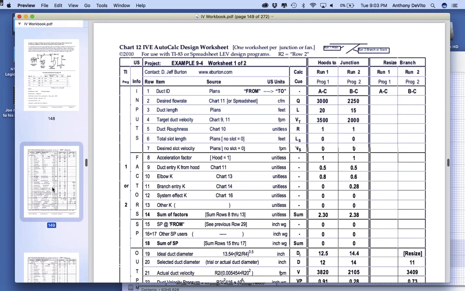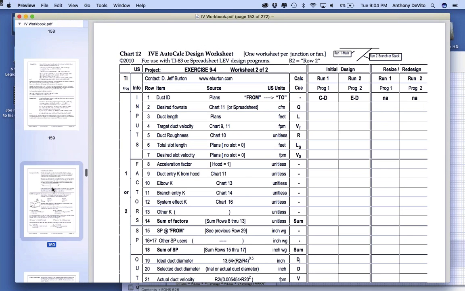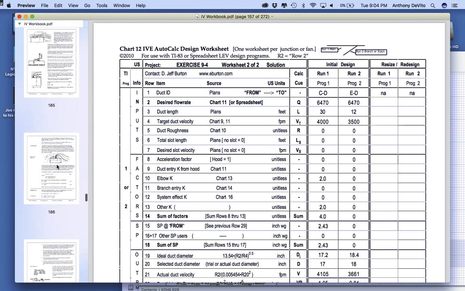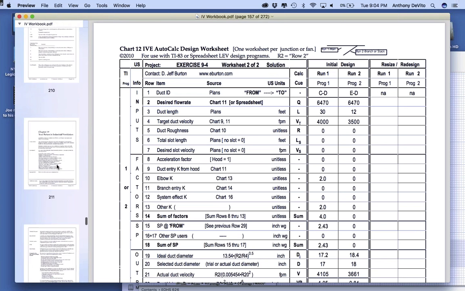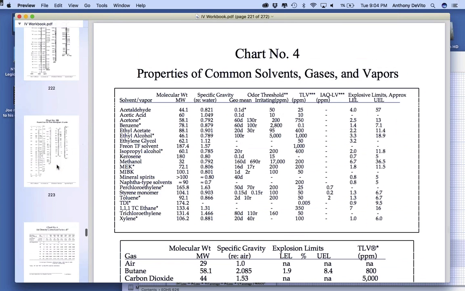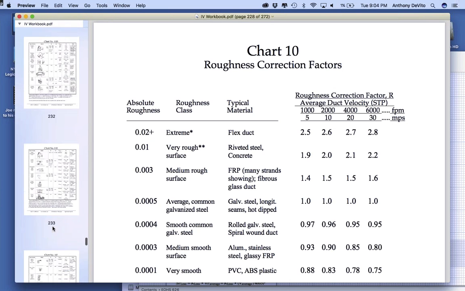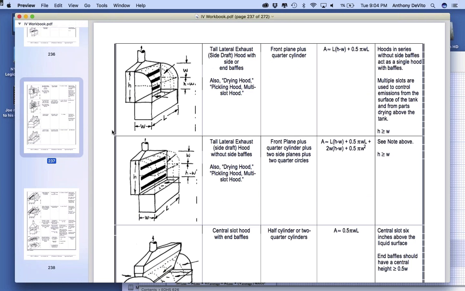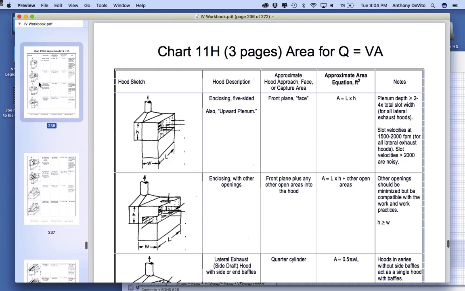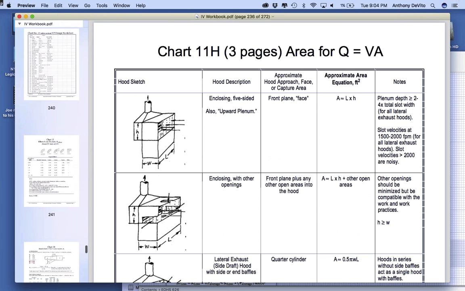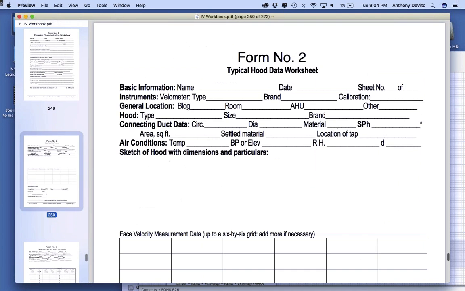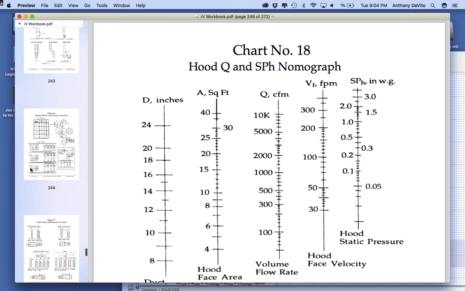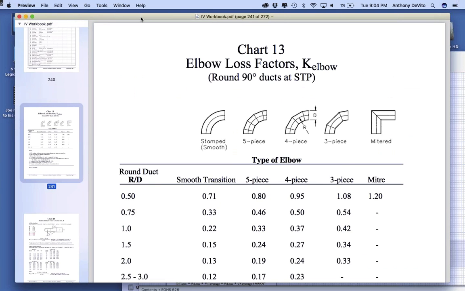Chart 12. Oh, this is with different charts. Oh, chart 12 for the chapter, maybe. Bingo, here we go. 227. Okay, I'm centered now. I'll be able to come back here. So you'll notice these different hood styles. There are formulas here for calculating what capture velocities I want at different locations, different heights, different distances from the slot hoods and so on. But we'll get to that. Chart 18. Here we go. Yeah, let me pull this out.